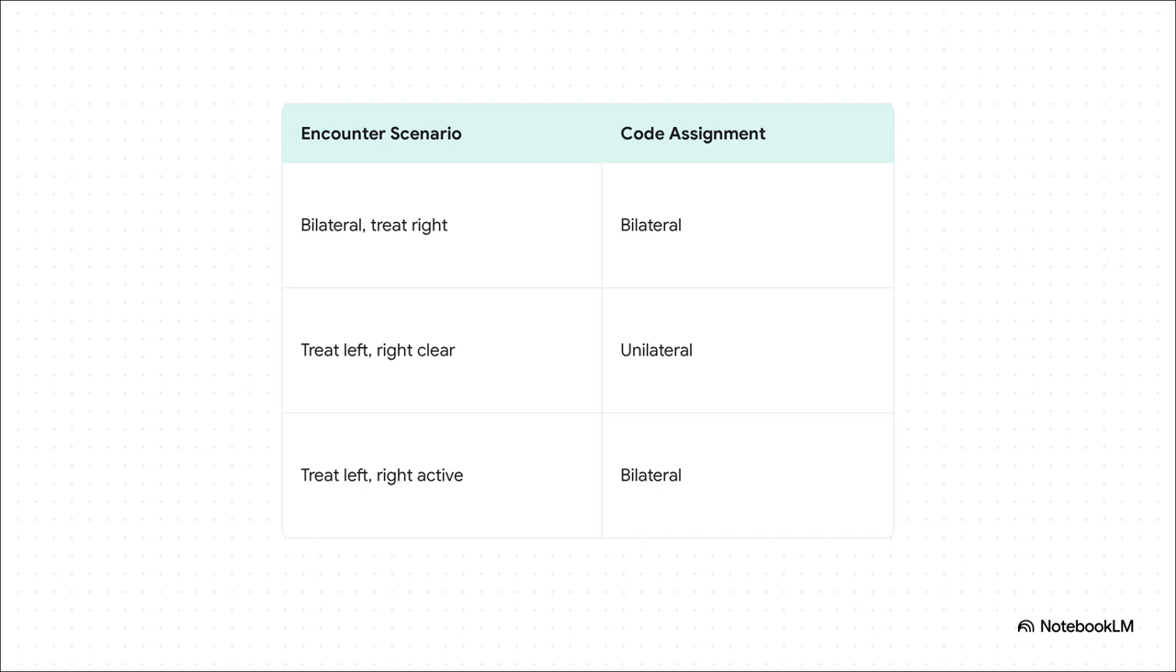However, if they come back for encounter 2 to treat the left side and the right side was completely resolved during the first surgery, you now assign the unilateral left code. But if that first surgery didn't completely resolve the right side, you stick with the bilateral code. It's a tricky rule, but absolutely crucial to get right.